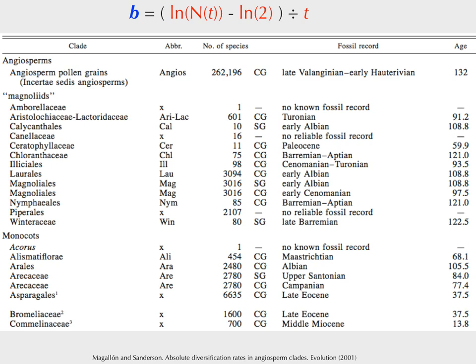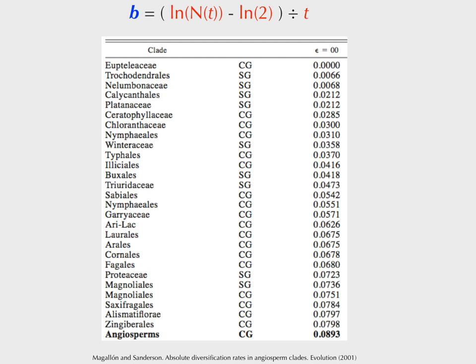Whereas if I have a lot of nuclear phylogeny, and I have spanned the entire group, from Amborella up to any other angiosperm, then I could figure out the crown group age. Okay, and then they can estimate these rates. So angiosperms as a whole have this diversification rate, whereas water lilies have a much lower diversification rate.